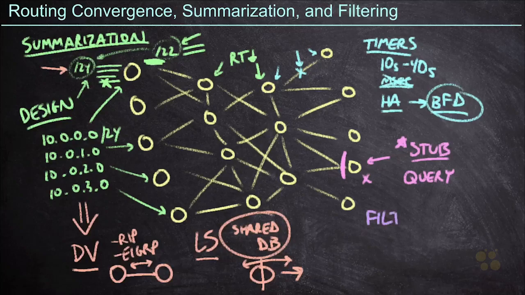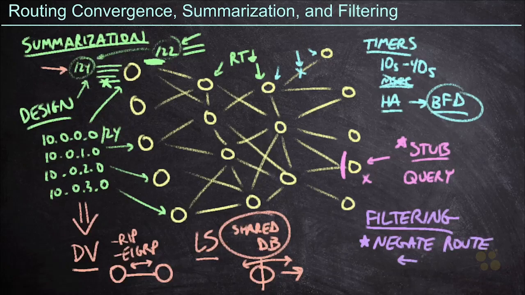Now, last up is the concept of filtering. Filtering is not a technique we're going to use too often. However, it is a tool in our belt that we need to be aware of. The idea of filtering is to simply negate a route on a particular router. Now, this can be in the ingress direction, or it can be in the egress direction.